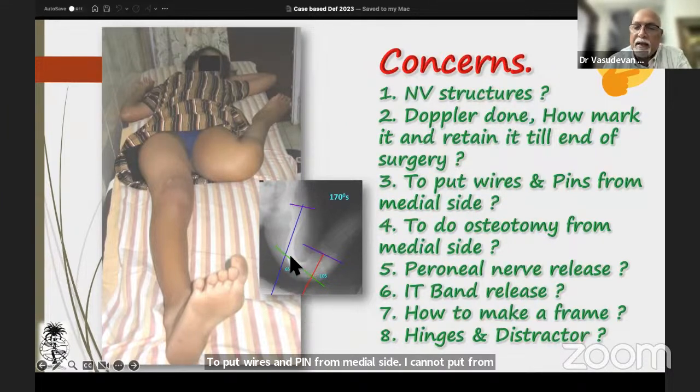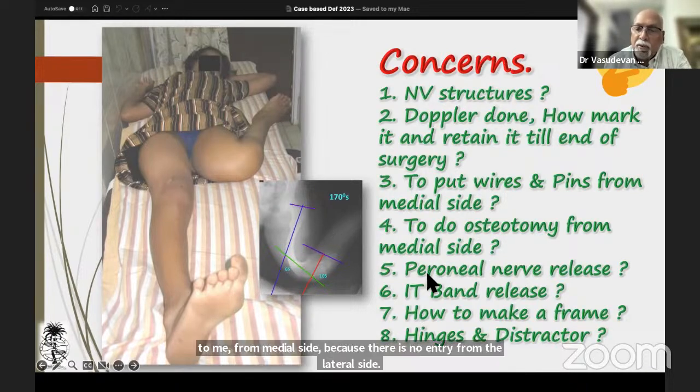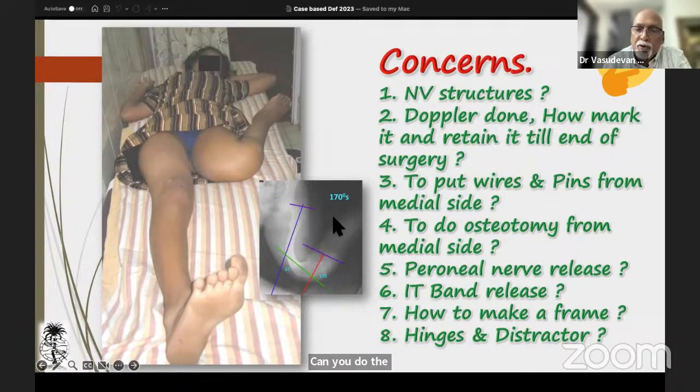Because there is no entry from the lateral side. Can I do a peroneal nerve release? Can I do an IT band release? How to make a frame? How to put the hinges and distractors? All of these problems can be solved when you are relaxed and thinking about it. It may take some time, but still it is quite possible.